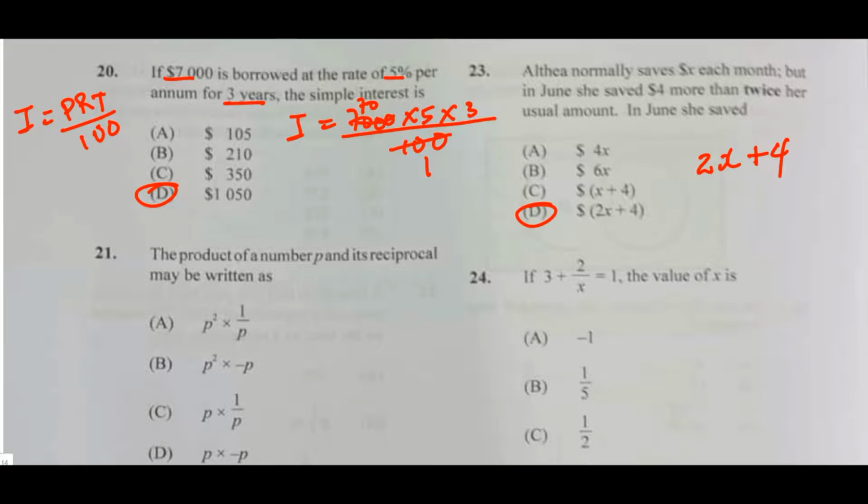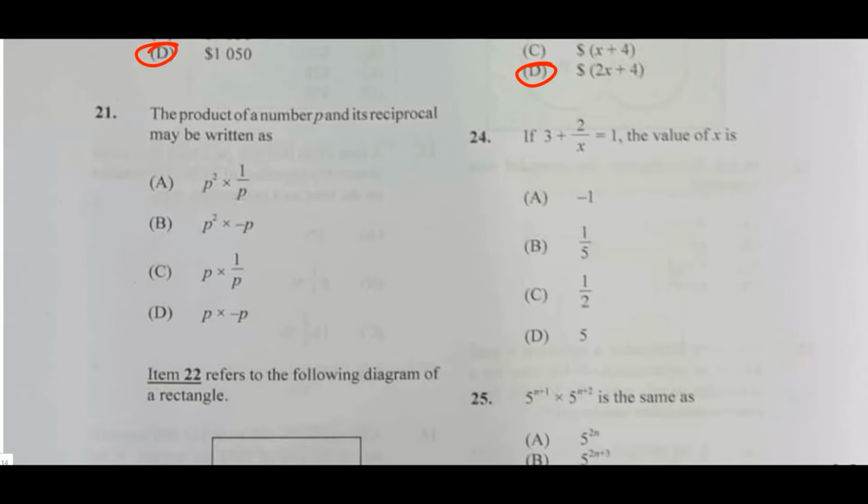Alright, number 21, laws of indices. The product of a number P and its reciprocal may be written as... So the number is P, the reciprocal would be 1 over P, so it can be written as P times 1 over P. It didn't say anything about square, so we can cross out all those with squares, and it said reciprocal, so our answer would be C.